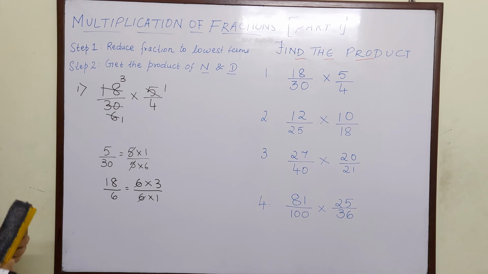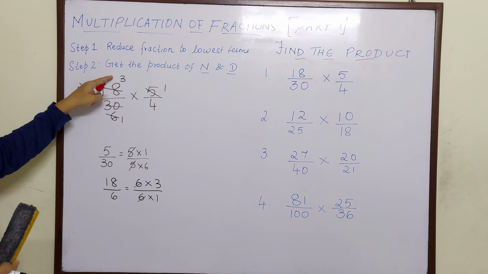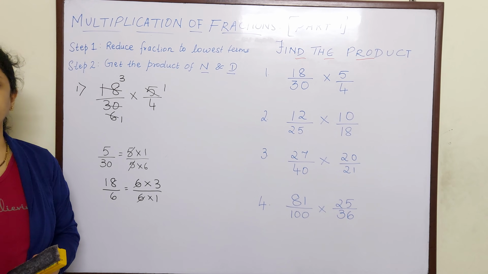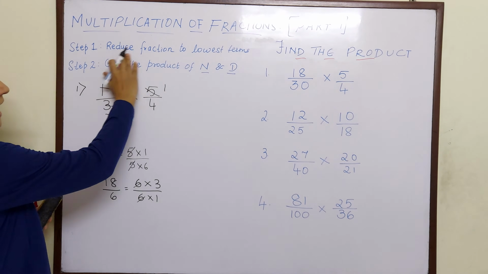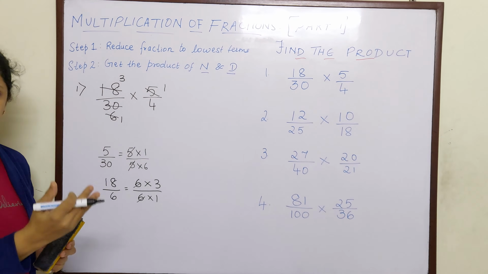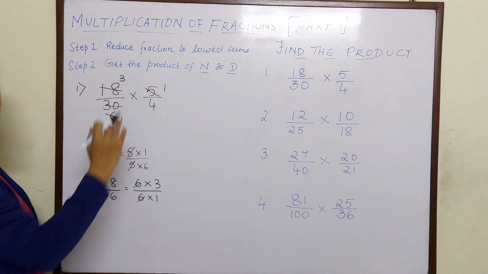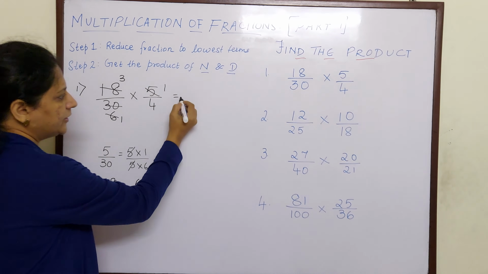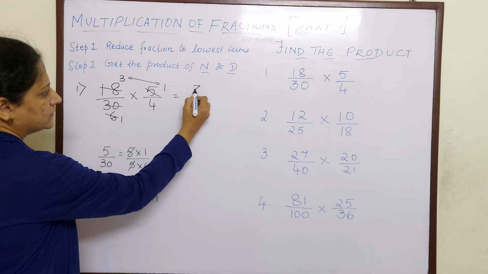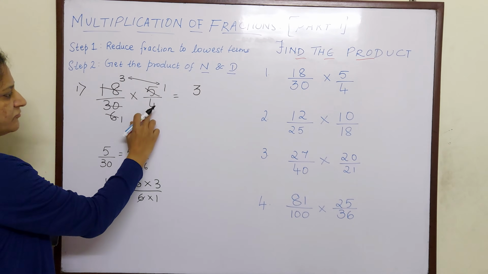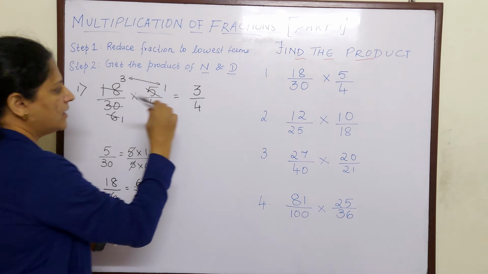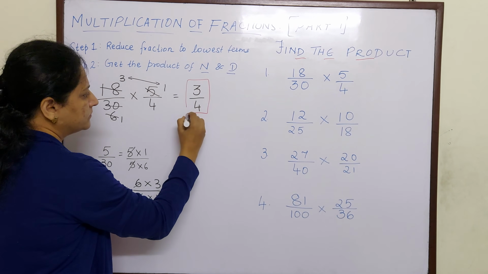Now what is remaining in the numerator children? 3, and in the denominator there is only 4. Is there any common multiple for 3 and 4? Nothing. So we have reduced the fraction to lowest terms. Now it cannot be further reduced. So our next step is to get the product of numerator and denominator. So what is the product? 3 ones are 3 in the numerator, 1 four is 4. And this is our final answer, 3 by 4.